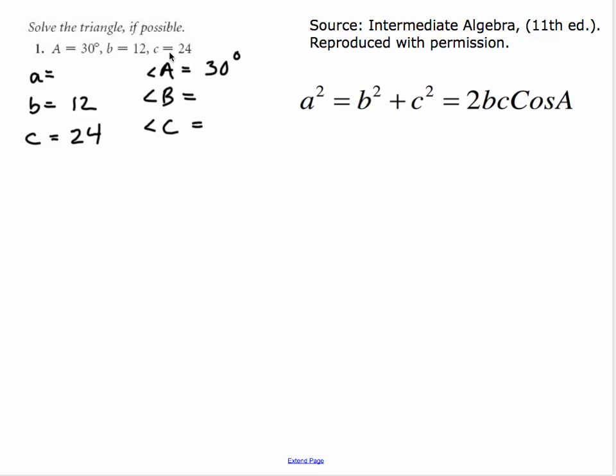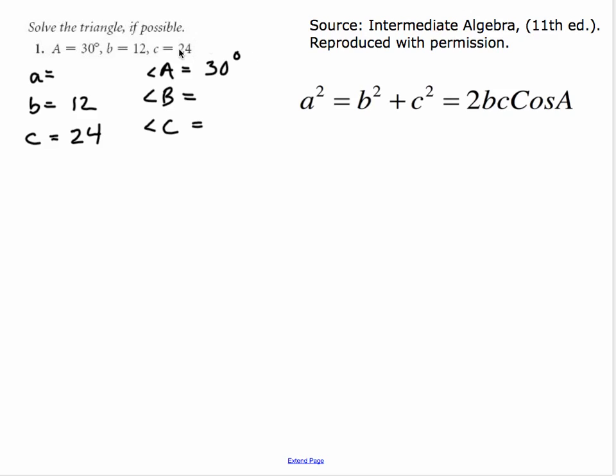Here's a question that talks about solving a triangle. When I plugged in the information that I'm given, I notice that I don't have a side and its angle. If I have a side and its angle, I'm using the law of sines. If I don't have that, I'm stuck using the law of cosines, or I get to use the law of cosines.